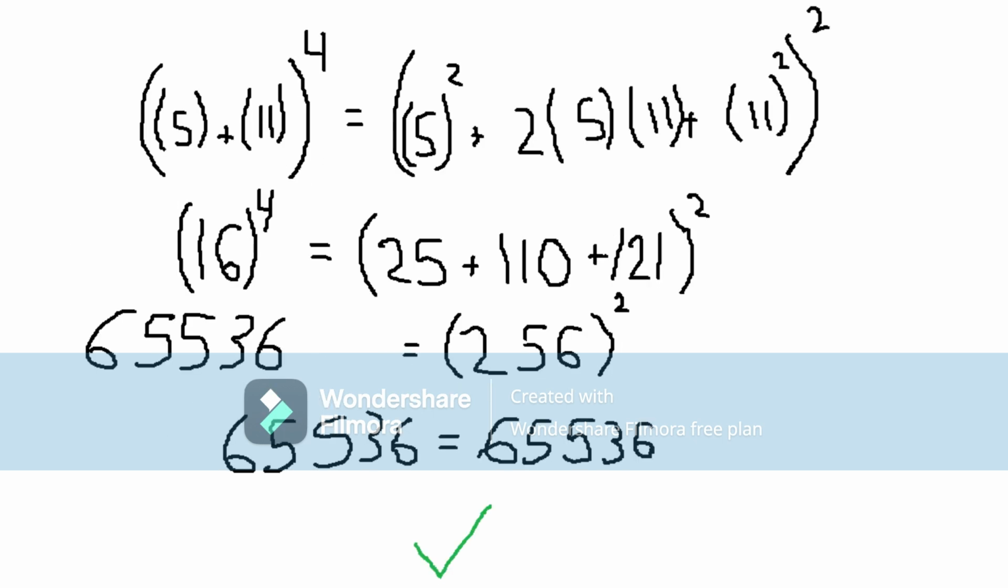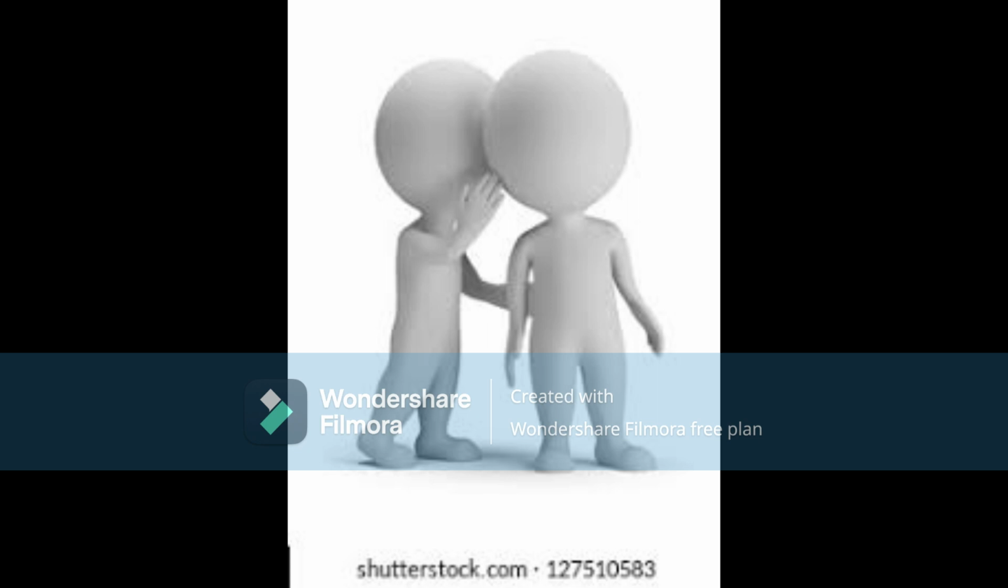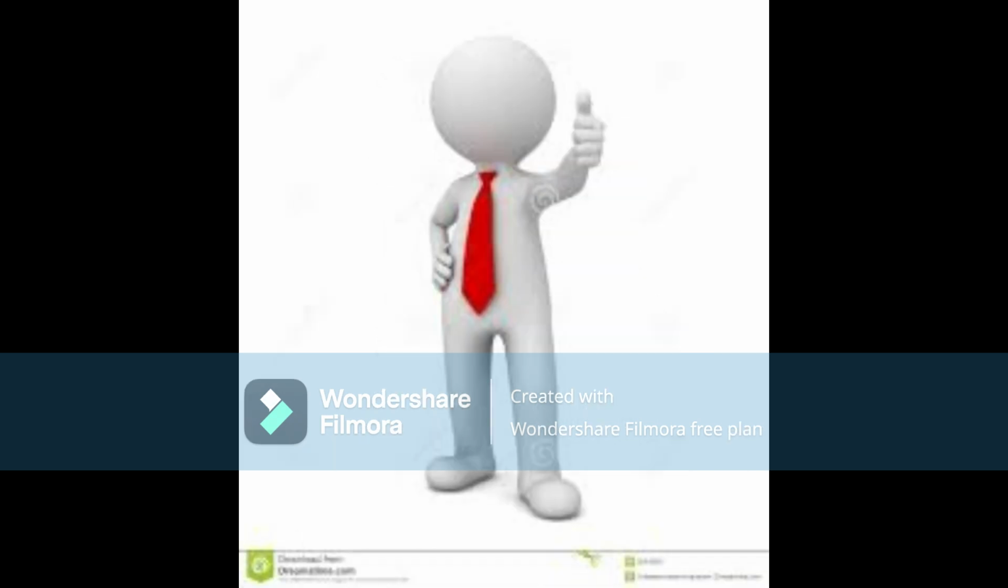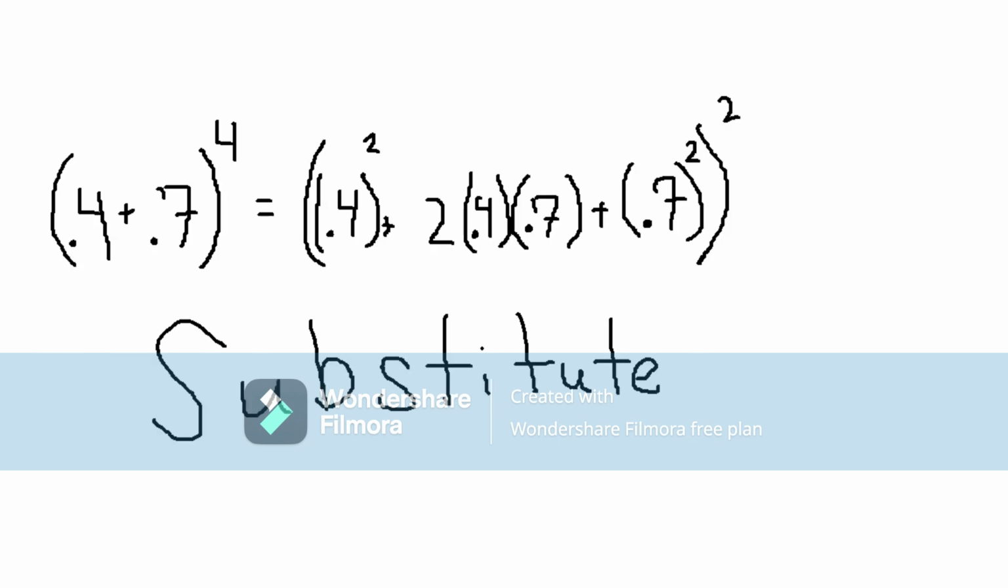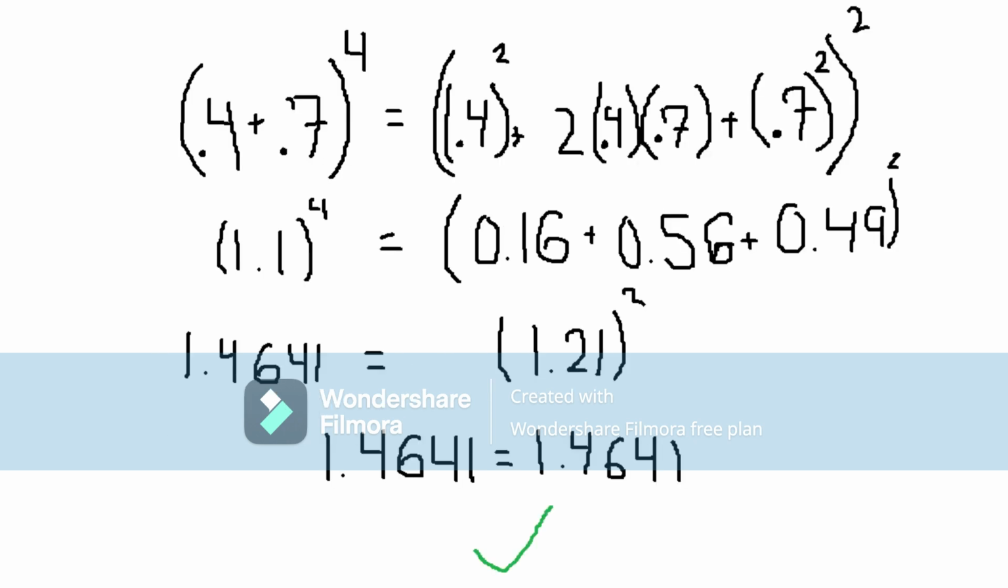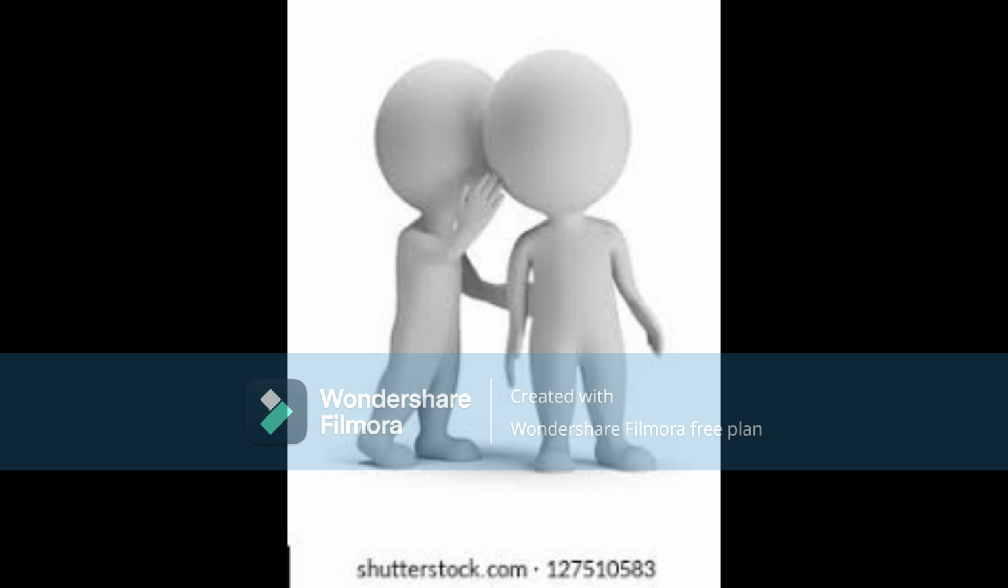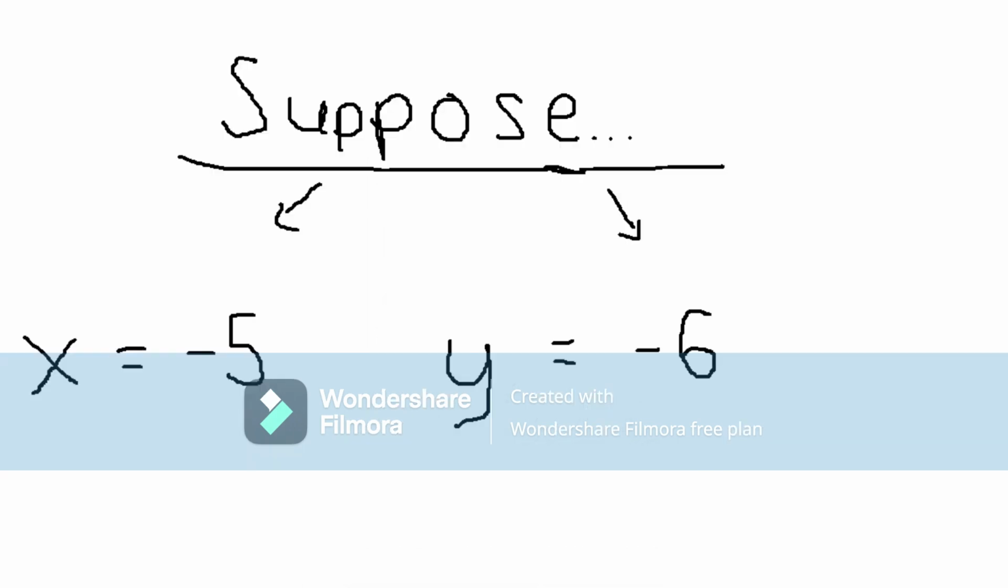are equal. What's that? What about decimals? Good question. Suppose x is equal to 4/10 and y is equal to 7/10. If we substitute these values into both sides of the equation and simplify, this shows yet again that both sides are equal to each other. What about negative numbers? Suppose x is equal to -5 and y is equal to -6.